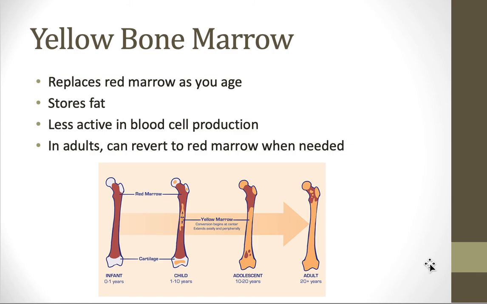Yellow bone marrow replaces red marrow as you age. Yellow marrow stores fat and has a little bit of a role in white blood cell production. In adults, yellow marrow can revert to red marrow when needed, for example, in the case of disease. So you can see here, an infant is all red marrow, then yellow marrow begins to form, then more yellow marrow until an adult, you just have a little bit of red marrow left in the end.